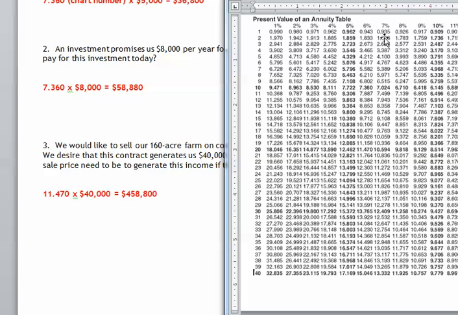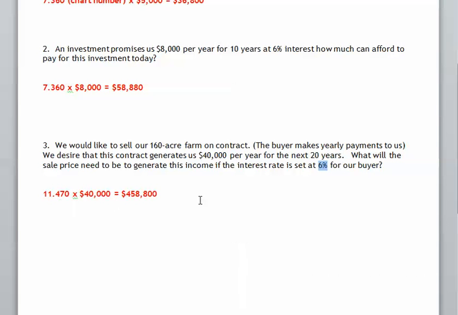So we go back to our chart, 6%, 20 years, 11.470. 11.470 times 40,000 equals 458,800. So if we sold this farm for 458,800, just so you know, that's about $2,800 an acre, cheap. We could take out of that $458,800, we could take out $40,000 a year every year for 20 years.